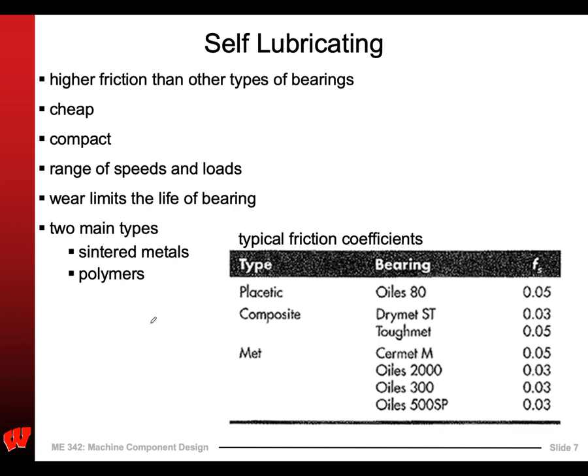Okay, so speaking of self-lubricating, these have higher friction because there's nothing that rolls, there's no lubricant. But they're cheap, and they're very small. So for instance, if you were to go to the hardware store and buy some pulleys, caliber stuff, or quality stuff.